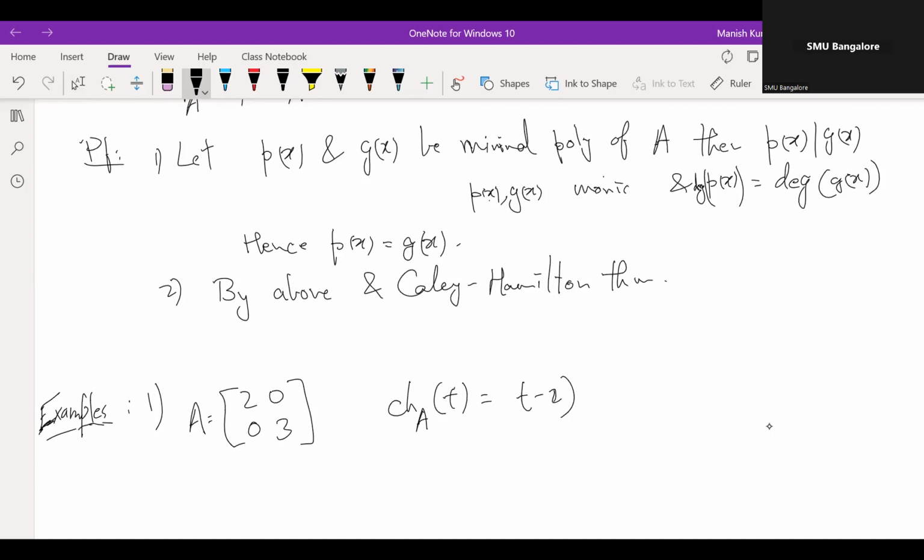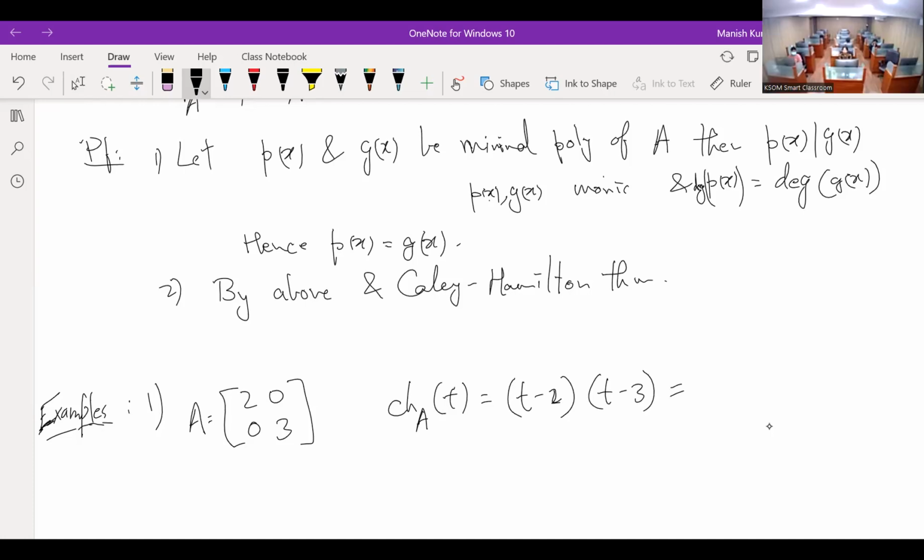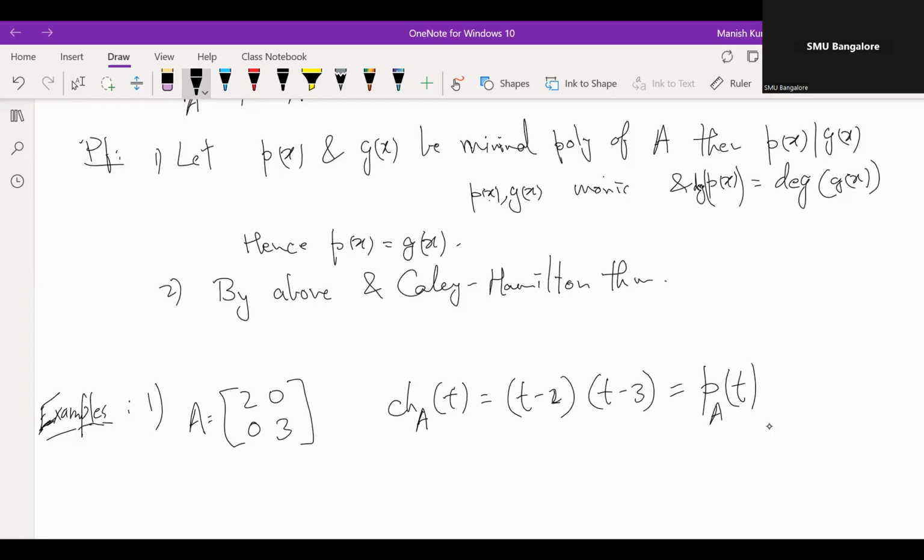And what is the minimal polynomial? (T minus 2) into (T minus 3). So it's the same, right? I wanted different. Oh yeah, I told you to give me the same. Yeah, so as you see, characteristic polynomial and minimal polynomial may have same degree. For instance, if the roots are distinct.